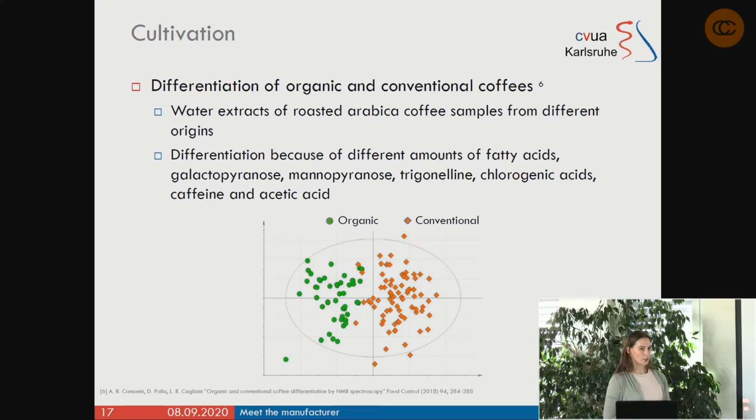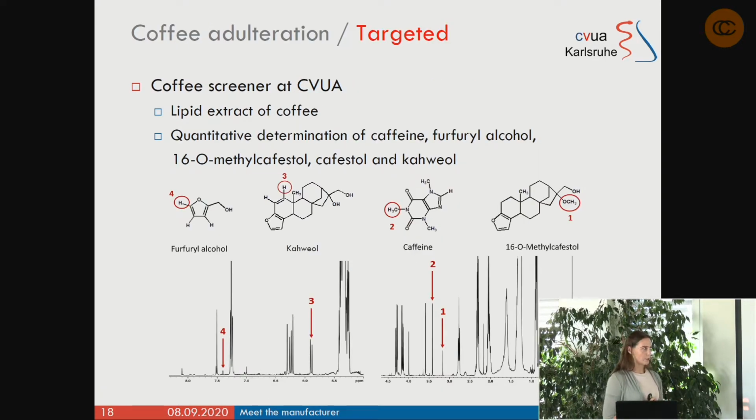Again, the figure here shows that the organic and conventional products could be separated from each other. Here, the dispersion of the chemical fingerprints of the organic and conventional ones is very large, which may have the mentioned reasons. The substances that led to the separation here were different amounts of fatty acids, galactopyranose, mannopyranose, trigonelline, chlorogenic acids, caffeine, and acetic acid.